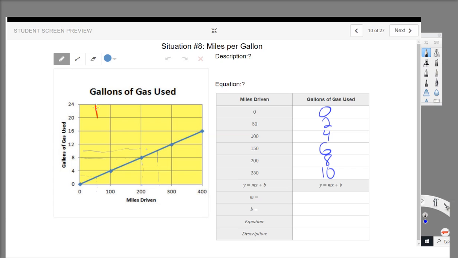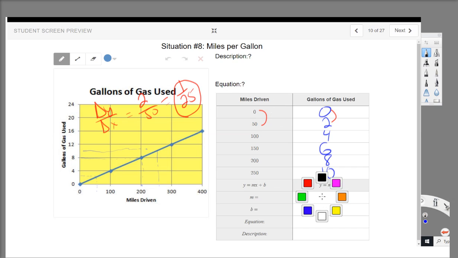So the slope is what is changing the y, the y is changing by how many units versus the change in x. So it looks like from 0 to 2 it changed by 2, and from 0 to 50 miles it changed by 50. All right, so it looks like we use 2 gallons for every 50 miles driven. We always simplify, so this is the same thing as we use 1 gallon for 25 miles driven. So this is your slope. It's a number, 1 gallon for every 25 miles. So the slope is 1 over 25.